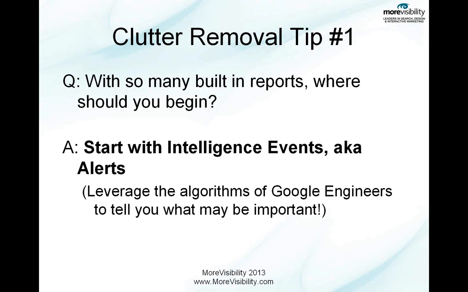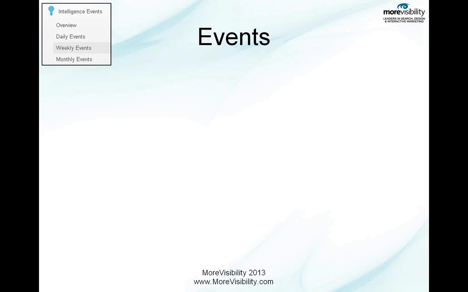Well, a great place to start if you don't know where else to go is the intelligence events, also known as alerts. Most people will call them alerts. And basically this is a whole collection of information where the whiz kids and Googlers and those awesome engineers over at Google have created these algorithms and said that these are things that may be important to you. And let's just go ahead and dig into that.